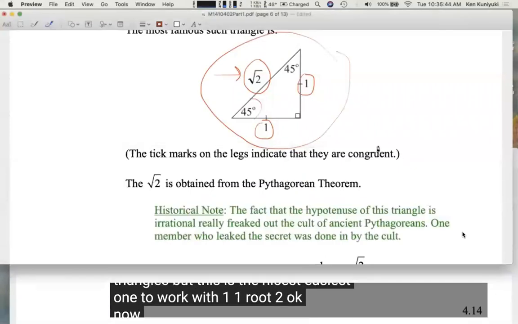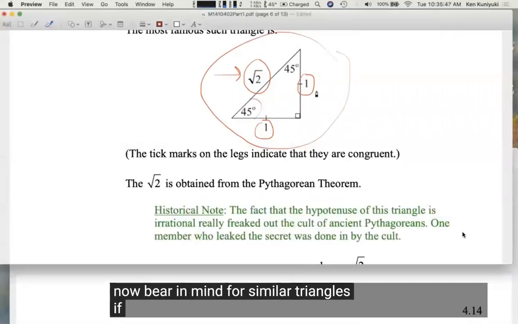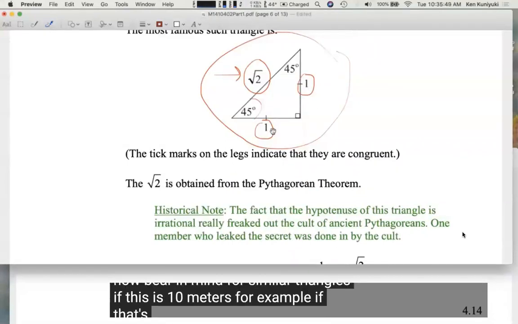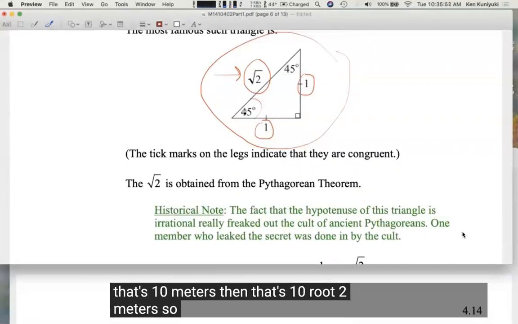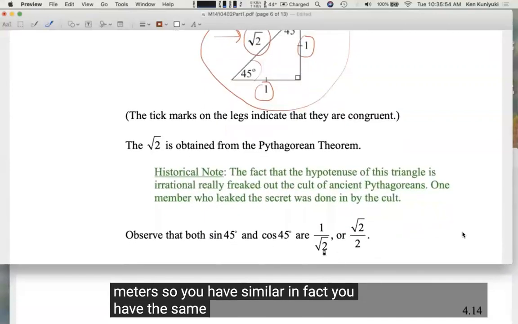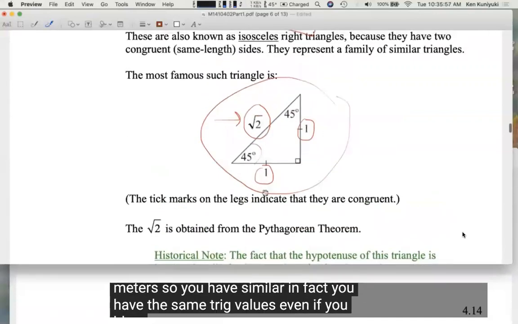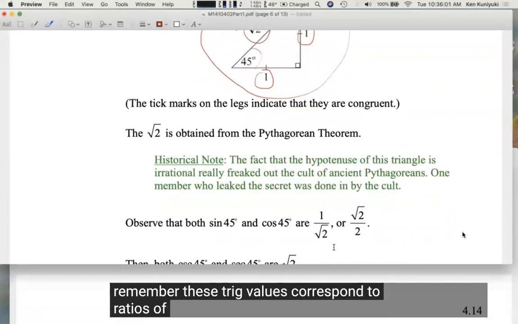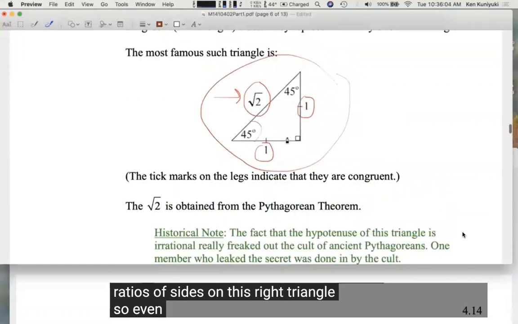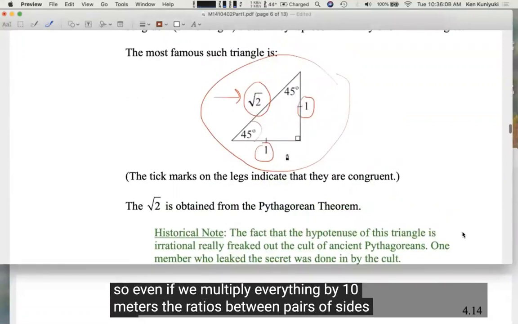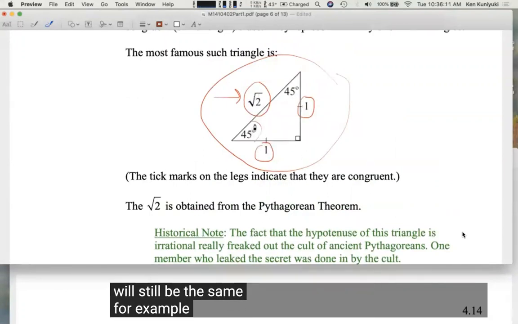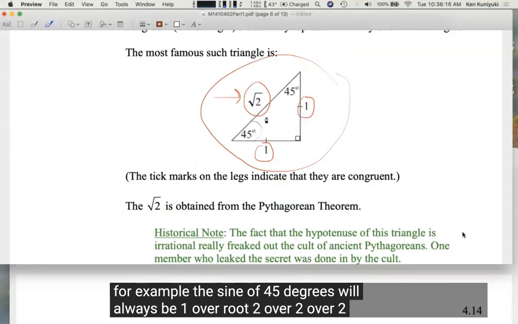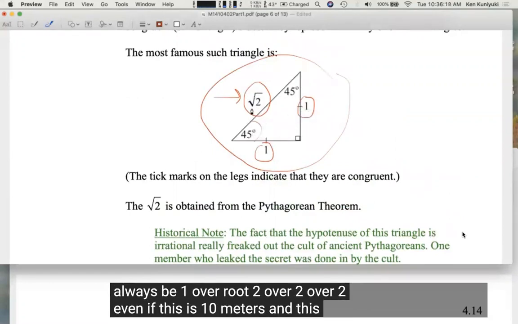Okay. Now bear in mind for similar triangles, if this is 10 meters, for example, then that's 10 root 2 meters. So you have the same trig values even if you blow up or shrink this triangle. Because remember, these trig values correspond to ratios of sides on this right triangle. So even if we multiply everything by 10 meters, the ratios between pairs of sides will still be the same. For example, the sine of 45 degrees will always be 1 over root 2, or root 2 over 2, even if this is 10 meters and this is 10 root 2 meters.